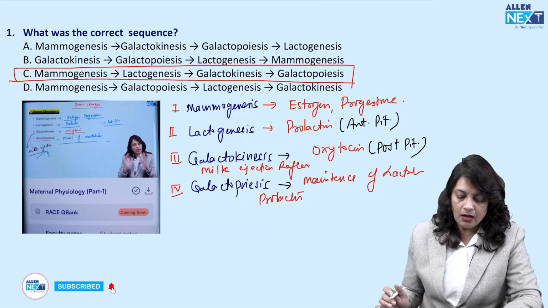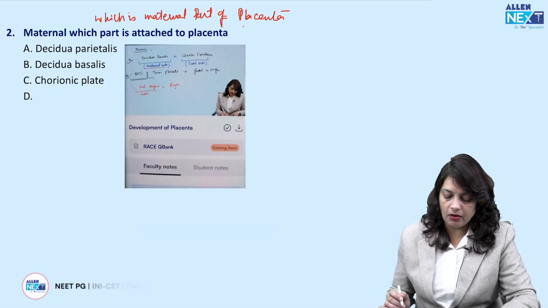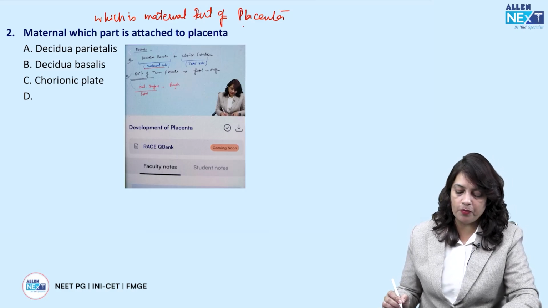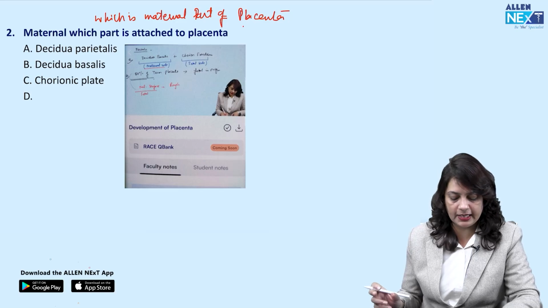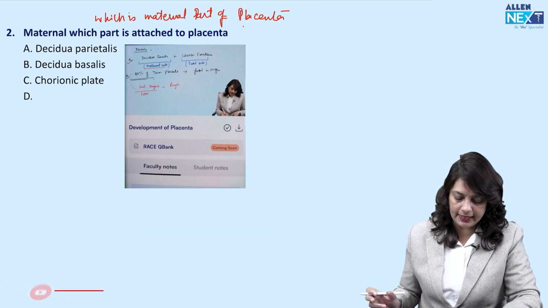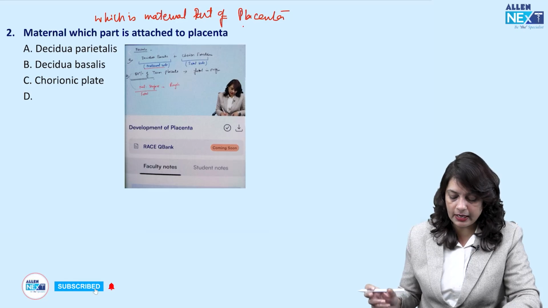Next. Which part of the placenta is formed by the mother? That means the maternal contribution to the formation of the placenta is by, that is decidua parietalis, decidua basalis or chorionic plate.